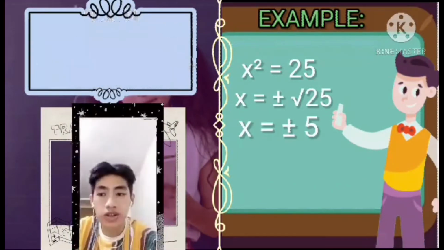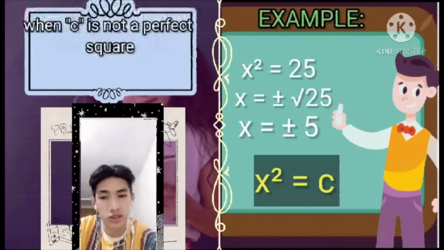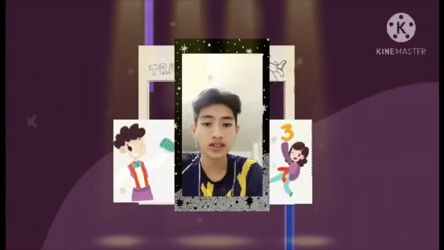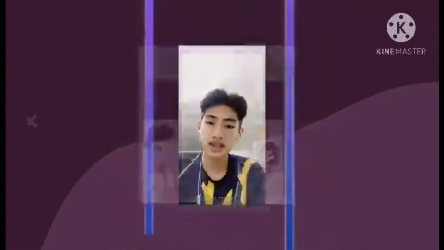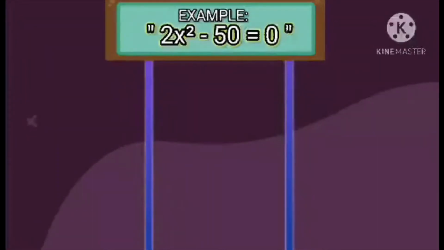The square root principle is useful in solving quadratic equations of the form x squared is equal to c, when c is not a perfect square and c is real. Now, I will be showing the steps on how to solve a quadratic equation by extracting the square roots by this example. Example, 2x squared minus 50 is equal to 0.